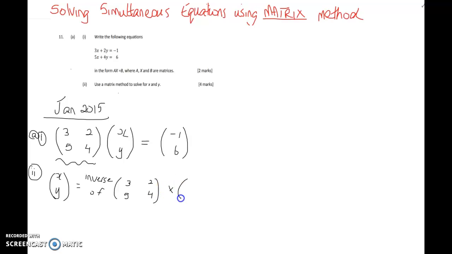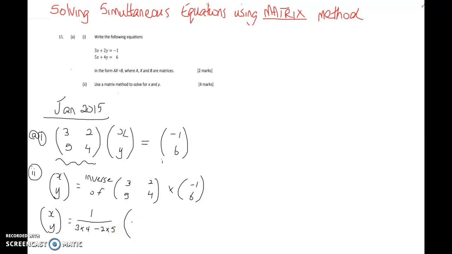Then we multiply by what was there already, negative 1, 6. So that's the method. (x, y) is equal to the inverse of the matrix multiplied by what was already there. So now we learned how to find the inverse of a matrix from the videos before. So remember, just to recap, it's 1 over the determinant. Remember, the determinant is the product of the first diagonal, so 3 by 4, take away the product of the second diagonal, in this case 2 by 5.